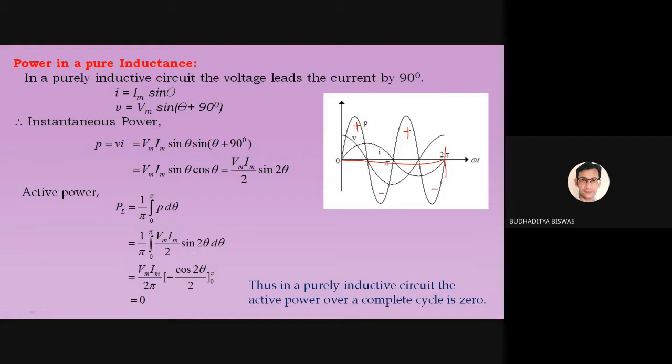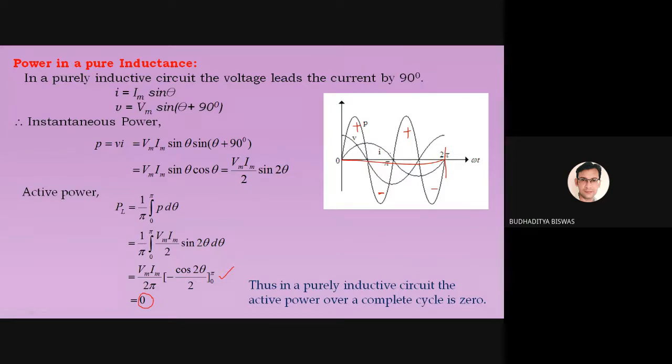Now just do the integration and find out this limit's value. It's coming 0. If you do the integration in your free time, you will see that the active power is 0 in case of a pure inductive circuit. Thus in a purely inductive circuit, the active power over a complete cycle is 0. Because you see that power has a positive half here and a negative half here. The area of the positive half is the same as the area in the negative half, but in the opposite direction. So if we take the summation of the power over a complete cycle, it will become 0.